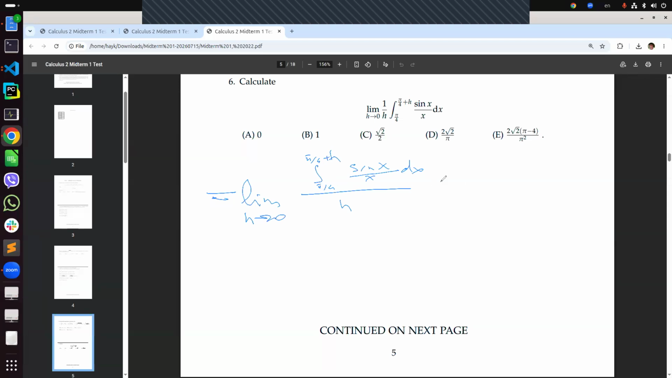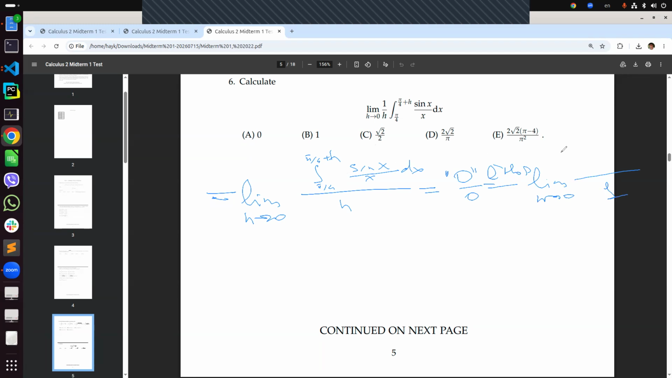Plug in h equals 0, and we'll get immediately 0 over 0. The integral is from pi over 4 to pi over 4, which is 0. h at 0 is 0. So 0 over 0 means we can apply L'Hopital's rule: calculating the derivative of the numerator divided by the derivative of the denominator. In the denominator we have h. The derivative of h is 1.